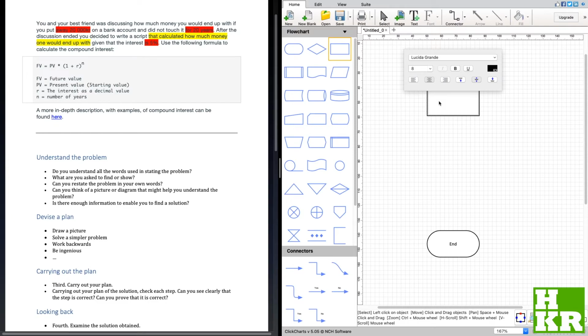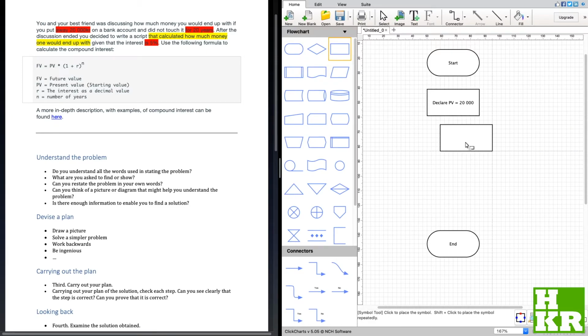one of them. I'm going to call it declare the present value as equal to 20,000. And I'm going to keep the same representation as we have here with these abbreviations. What do we need to do after that? We have 2 more to declare, so I'm going to add 2 more here.